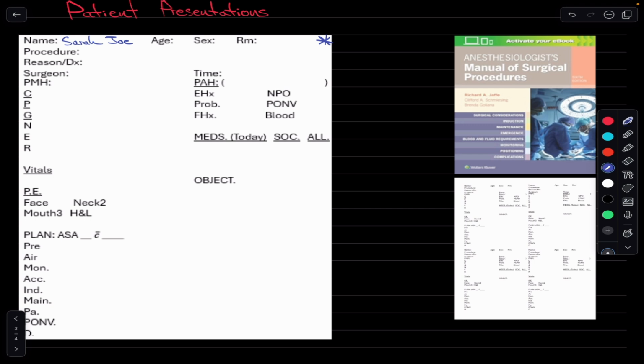If you really want to stand out, one thing that I was recommended to do on my away rotations is to get this manual. It's Jaffe's Anesthesiologist Manual of Surgical Procedures. It's a large textbook, and then the night before on an away rotation, you could text the resident or attending that you're working with and say, hey, I was just reading in Jaffe's about this surgical case that we're doing. Are we planning on using this technique or this technique? It's a really easy way to show that you're engaging in the care of a patient beyond what's just occurring in the operating room.